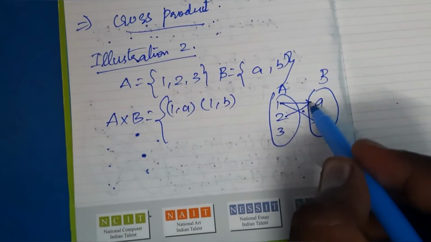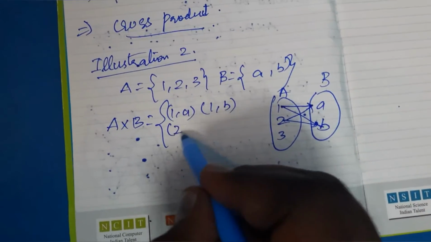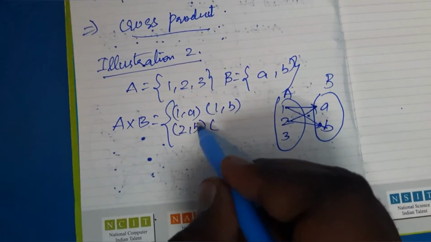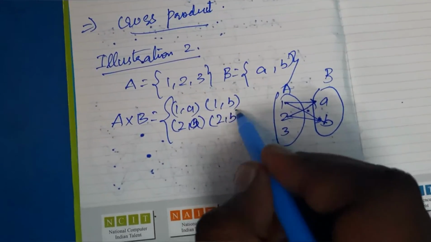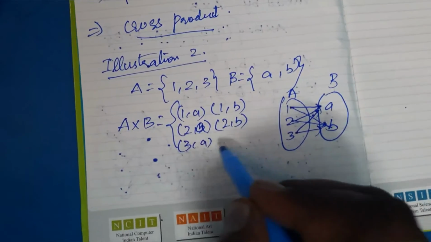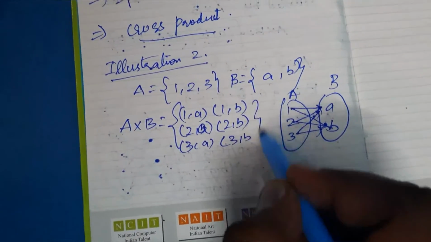Next, 2 to a, 2 to b: 2 comma a and 2 comma b. Next, 3 to a, 3 to b: 3 comma a and 3 comma b. This is A cross B.